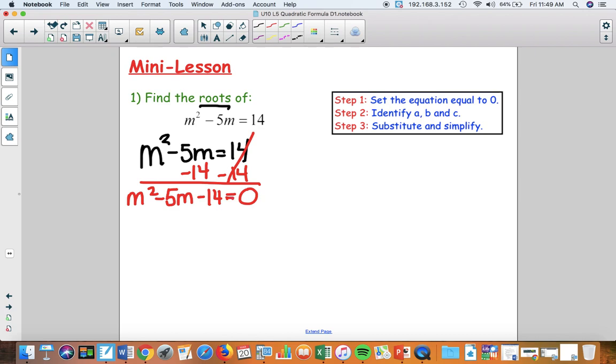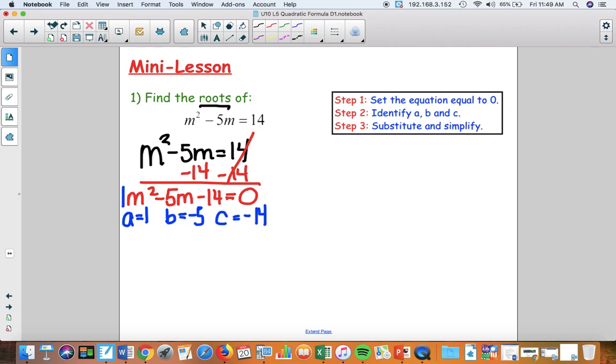Our polynomial is in standard form because it goes from highest to lowest exponent. So what we can do now is identify a, b, and c. So remember, a is the number in front of the squared. There's no number there. If there's no number, there's an imaginary 1. So a is 1. B is the number that's next to m. Notice it is a minus 5, so b is a negative 5. You have to include the sign there. And c is the constant. We have a negative 14, so c is negative 14.